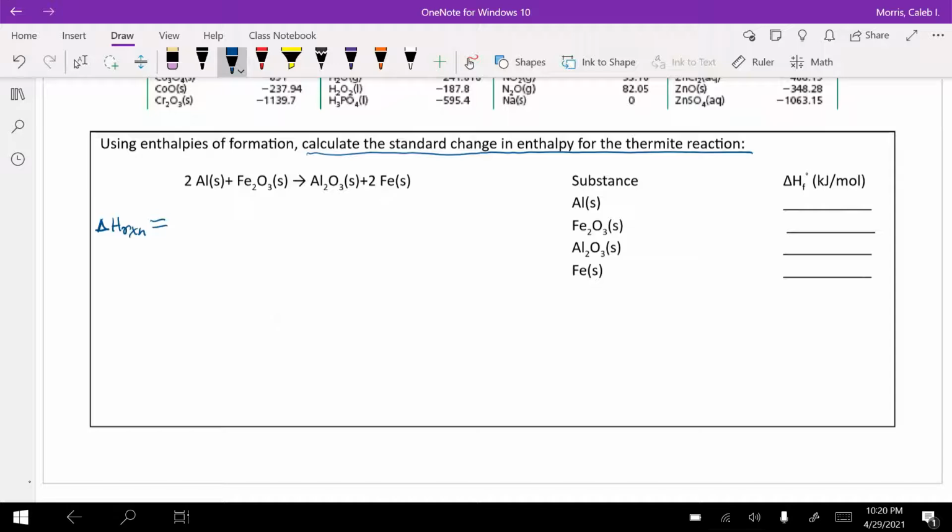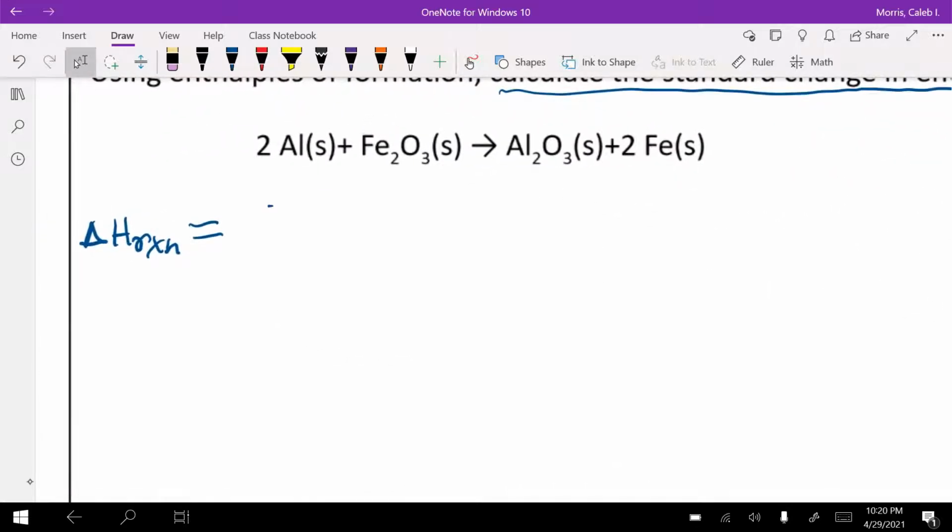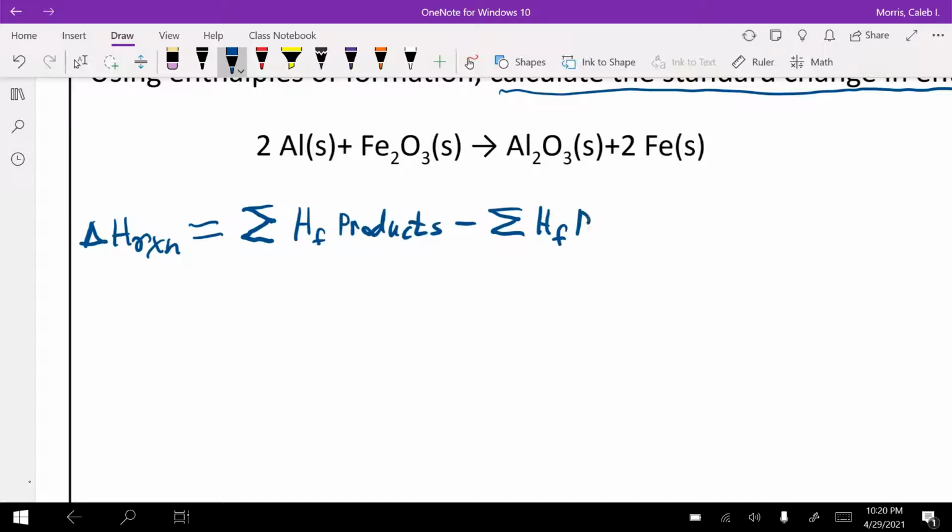Remember that delta H of the reaction is going to equal the sum of enthalpy of formation for products minus the sum of enthalpy of formation for the reactants. This is where it becomes very important to make sure we know the difference between products and reactants, of course. Products are on the right side, right there, and the reactants would be on the left side. Don't forget to pay attention to coefficients.